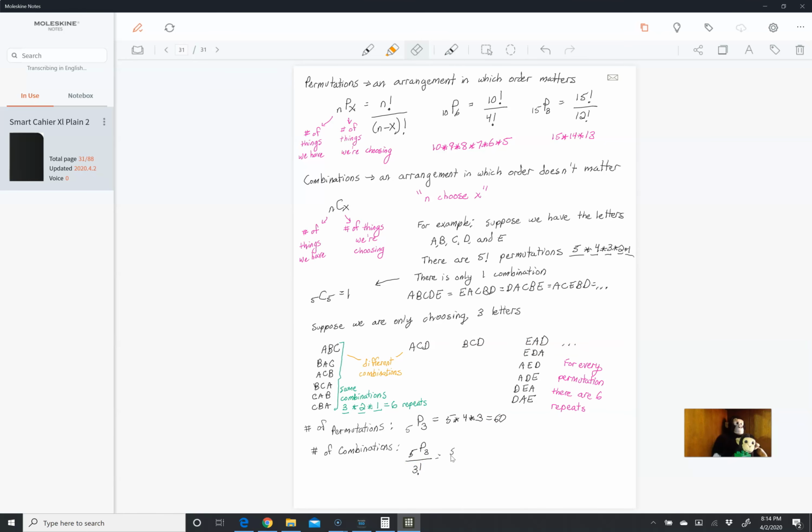So this is 5 times 4 times 3 over 3 times 2 times 1. So this is, now there are 6 different permutations. I'm sorry, not 6, 10. 10 different combinations. Let's look at it differently.